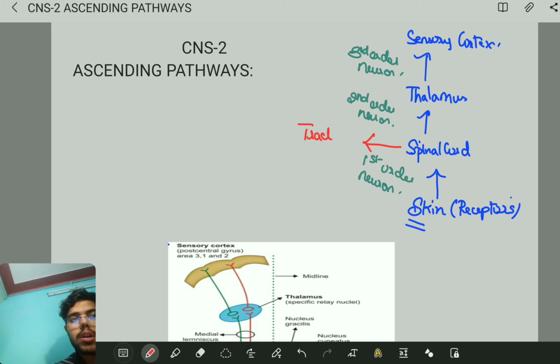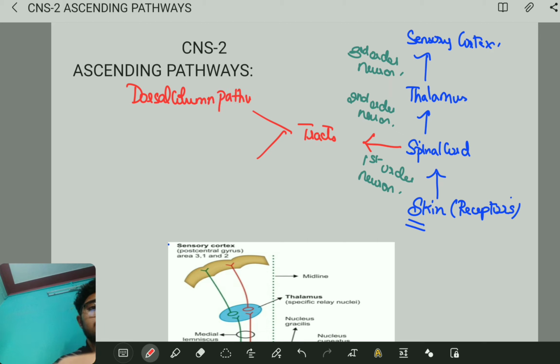The most important thing you have to discuss is that in spinal cord you have got tracts. What are those tracts? Yes, the first important thing we are going to discuss is the dorsal column pathway. That's it. Okay. The next important thing is anterolateral pathway.